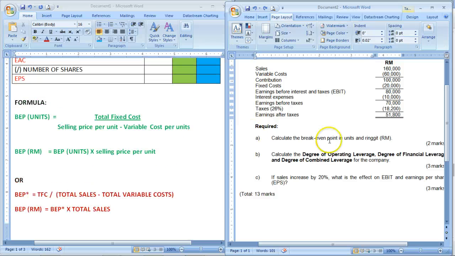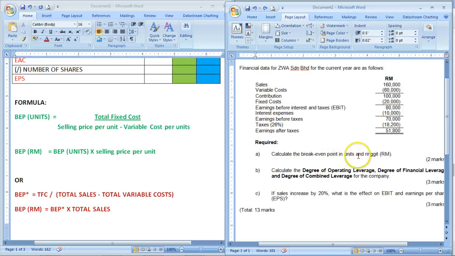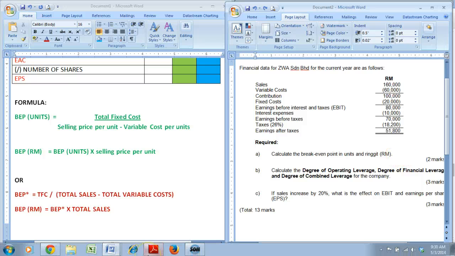So we start with break-even. Calculate the break-even point in unit and RM. What is the break-even point? Correct. The minimum quantity that we sell, so at least you can cover your cost. Total revenue equals total cost. No profit, no loss.